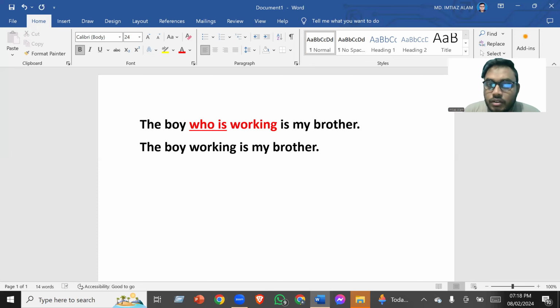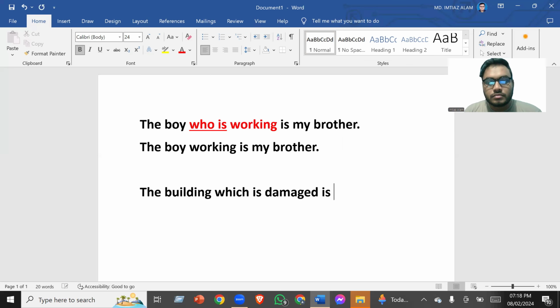But now you will see when the sentence is not in active form, just like this. So I have written the sentence. You can see, the building which is damaged is in Rajshahi. So you can see this is not in active form because the building cannot be damaged by itself. Okay, it must have been damaged by some other thing. So, the building which is damaged is in Rajshahi.